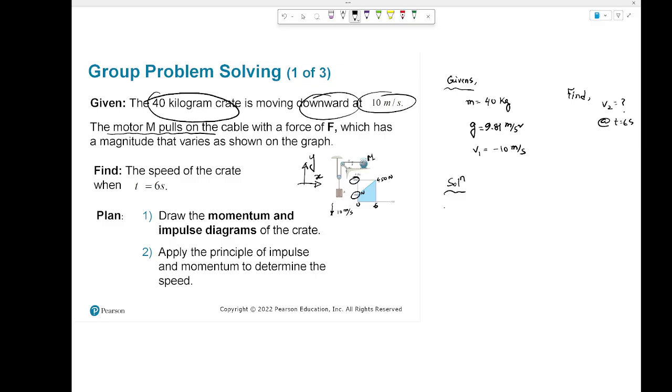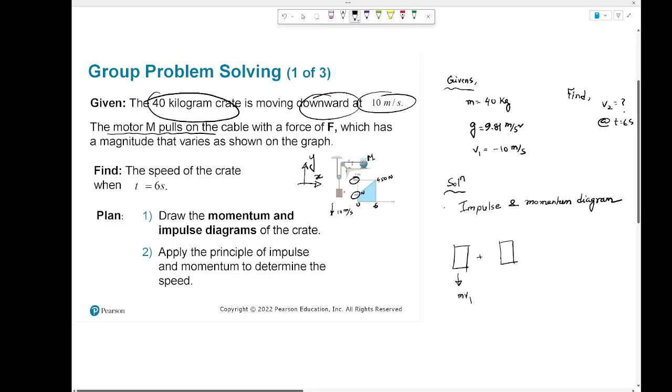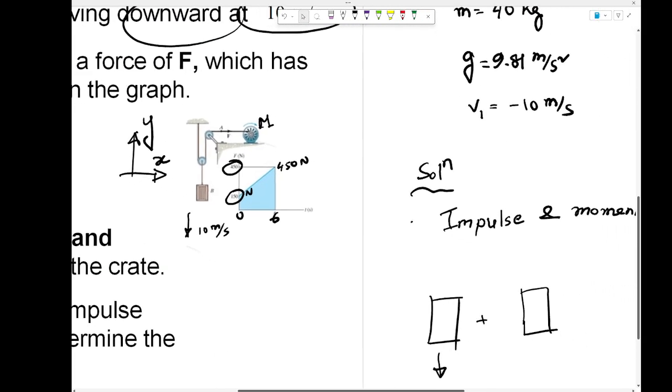Okay, the solution. First thing first, you would be doing the impulse and momentum diagram. You would like to draw that. What is the impulse and momentum diagram? You have this crate here, initially moving down, with momentum m v1, and then you have the impact due to two forces.